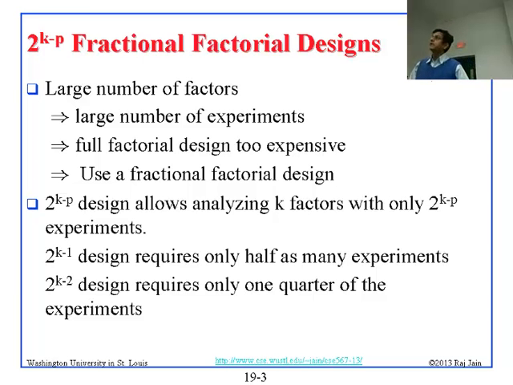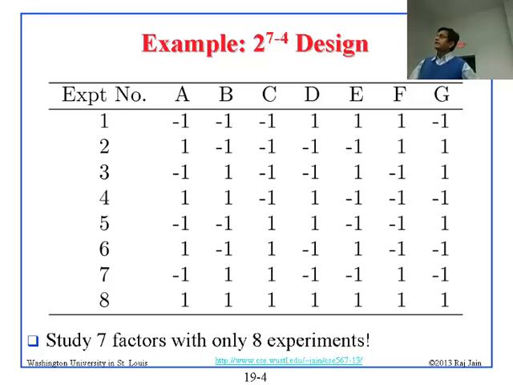So here is a 2 raised to 7 minus 4 design. How many factors are there? 7. And how many experiments are they doing? 8. So they are going to analyze 7 factors with 8 experiments. So these are the factors A, B, C, D, E, F, G. Now these are the 8 experiments, 1, 2, 3, 4, 5 to 8. And these are the values they are going to use. 7 factors with 8 experiments.